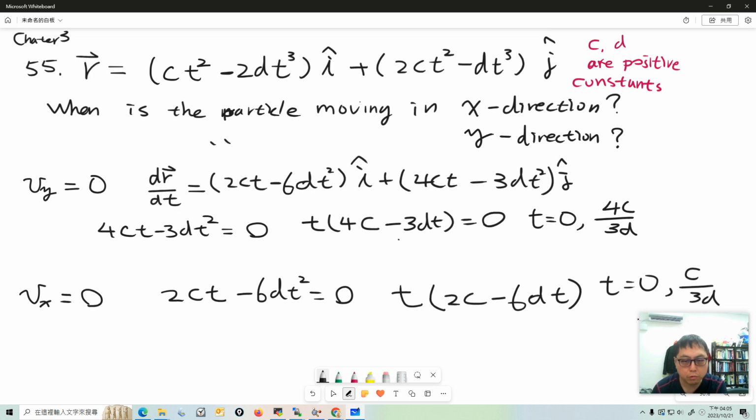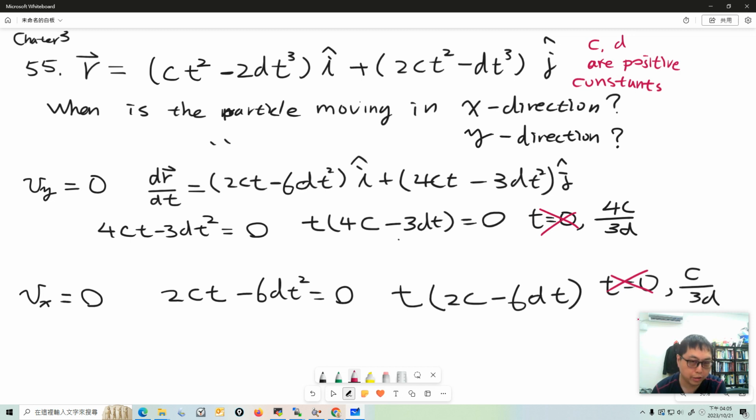And t equal to 0 is not the answer we want, because at time 0 the particle doesn't do any motion; it's at the origin, so of course it's on the x axis and y axis. So this is not the solution we want. The answer tells you that at t equal to 4c over 3d it's moving in the x direction, and at t equal to c over 3d it's moving in the y direction.